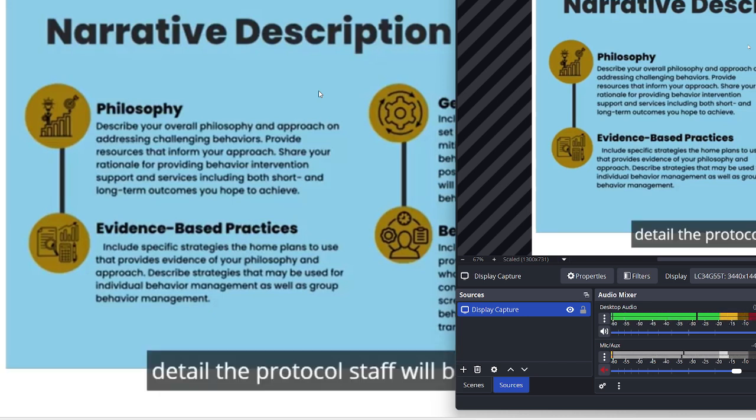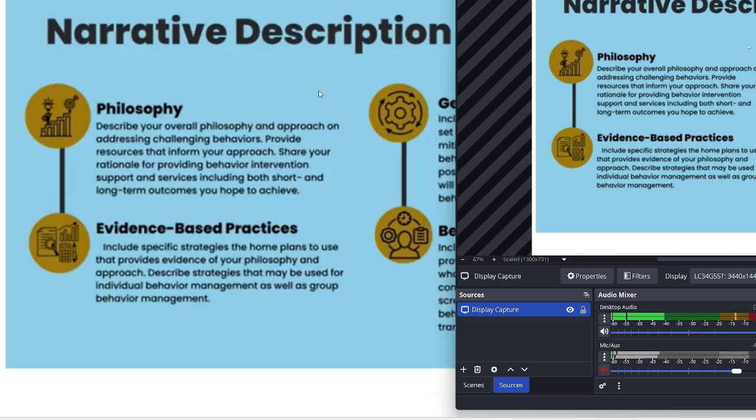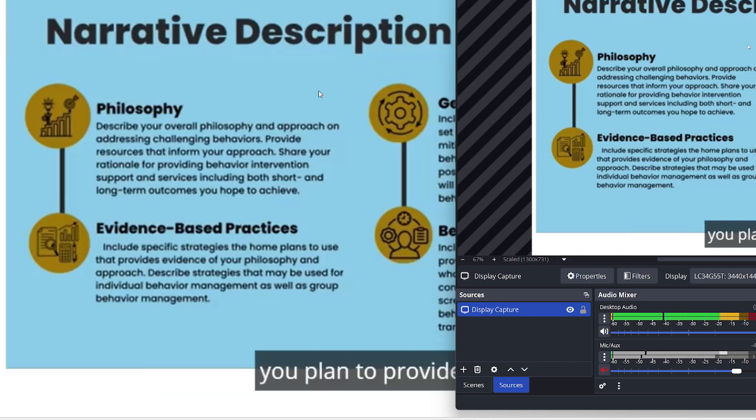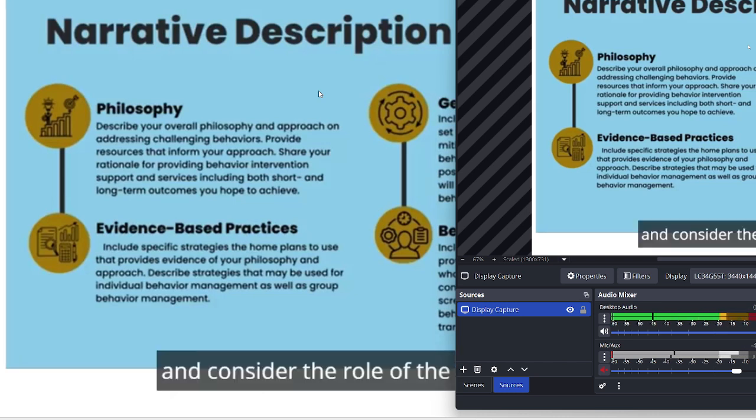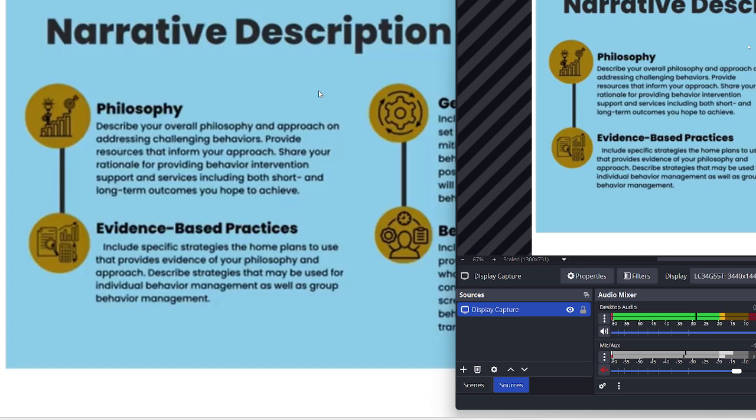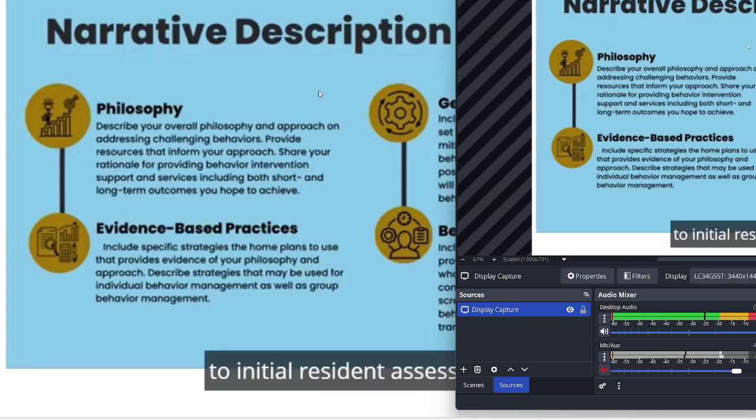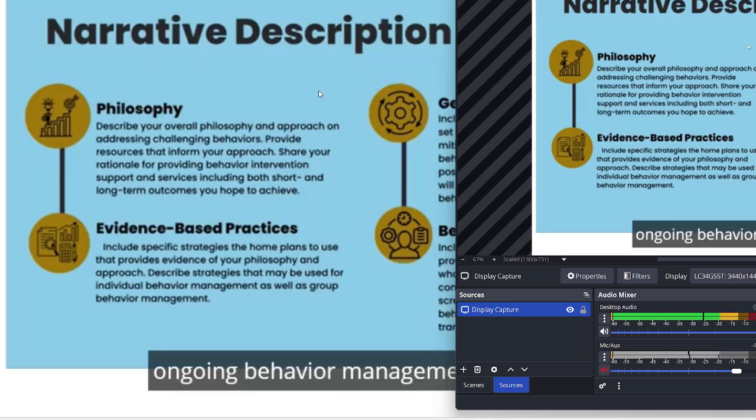Also, detail the protocol staff will be trained to use to respond to challenging behavior until a formal behavior plan is developed. And finally, behavior consultation. Include a description of that service that you plan to provide. For example, the behavior consultation, what that includes, and consider the role of the consultant and their involvement from pre-admission screening to initial resident assessment, ongoing behavior management support, as well as any transitional supports.